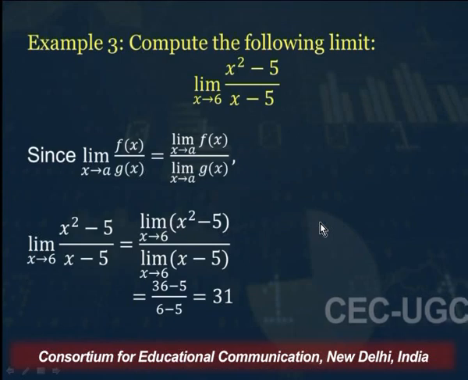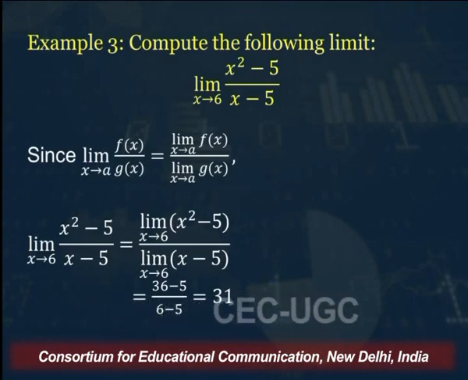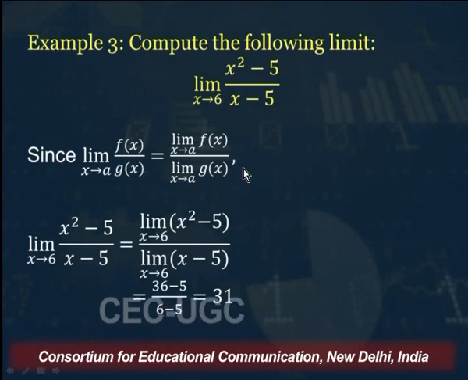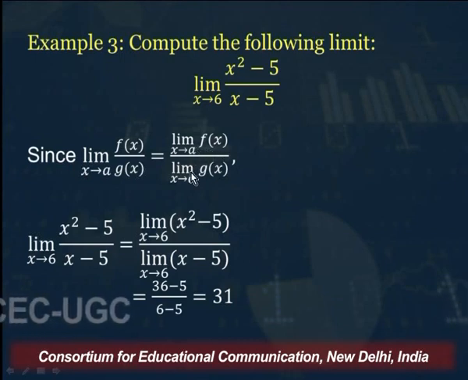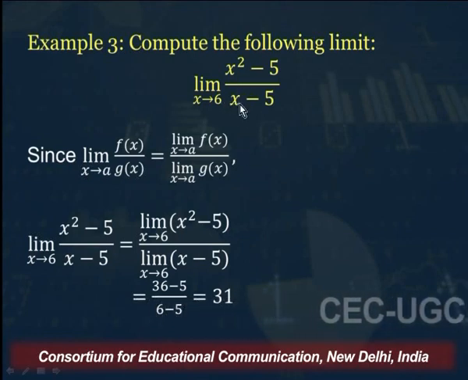Okay, let's look at another example. Here we have a fraction, a rational function, which is x squared minus 5 divided by x minus 5, and you're asked to compute the limit of this function as x tends to 6. Here we can use the property that the limit of a quotient is the quotient of the limits, as long as your denominator is not 0. If you notice here, in the limit, the denominator tends to 1, right? So there's no problem here.